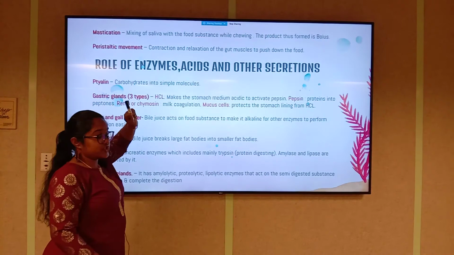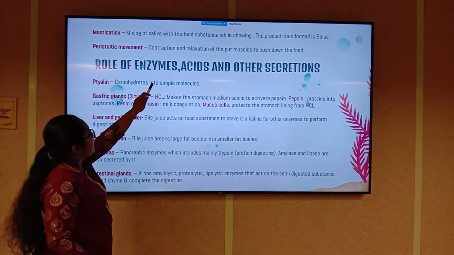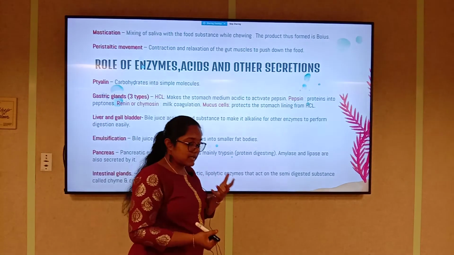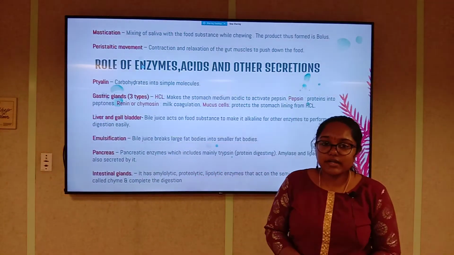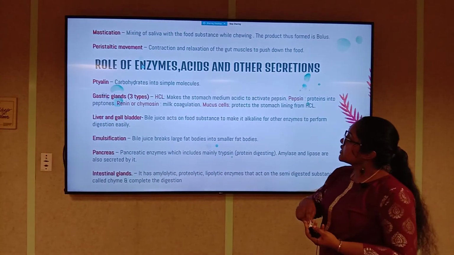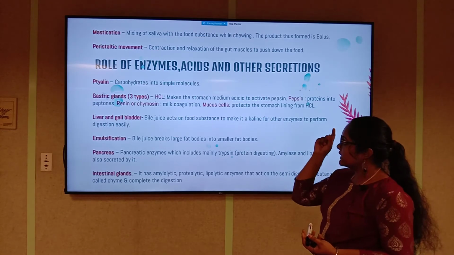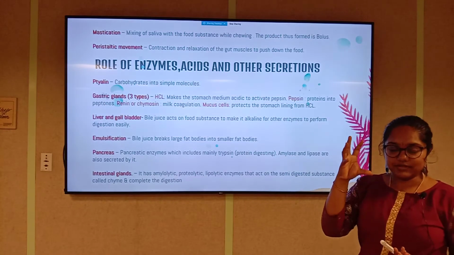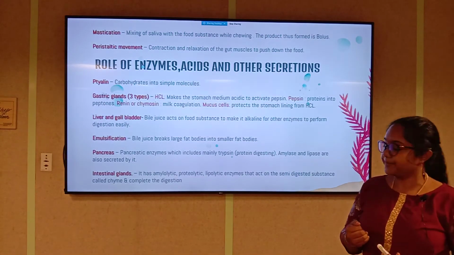Starting with mastication. It is the mixing of saliva with the food substance while chewing. That process is called mastication. And what's the product we are getting here? Bolus. So the second one is peristaltic movement. It is repeated contraction and relaxation of the gut muscles to push down the food.